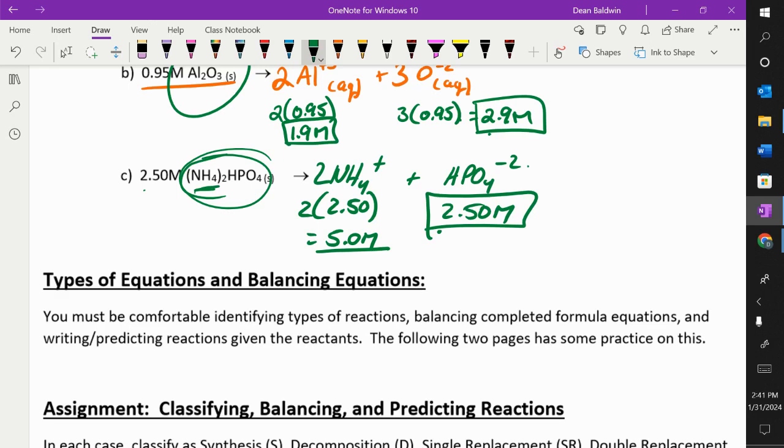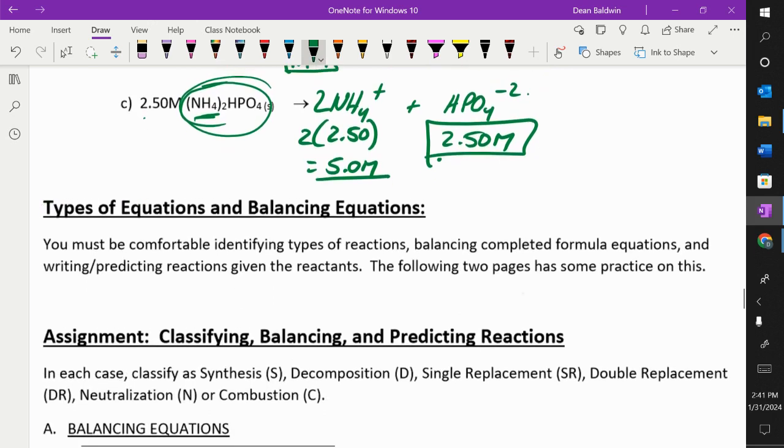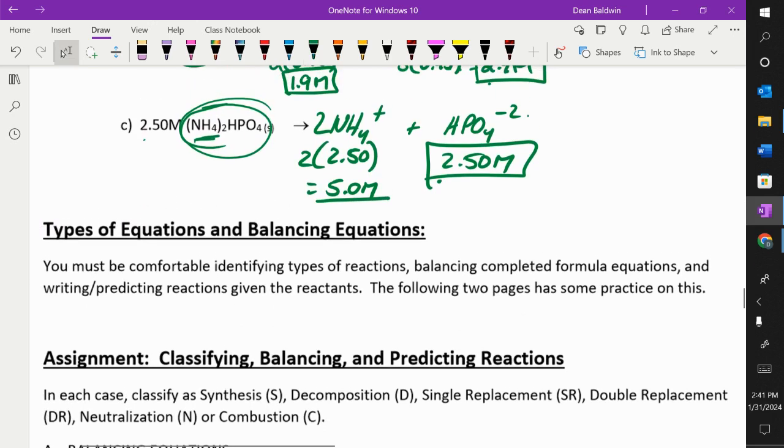Is that okay? All right. Those are dissociation equations. If I say the word dissociation, they're breaking apart into its individual ions.